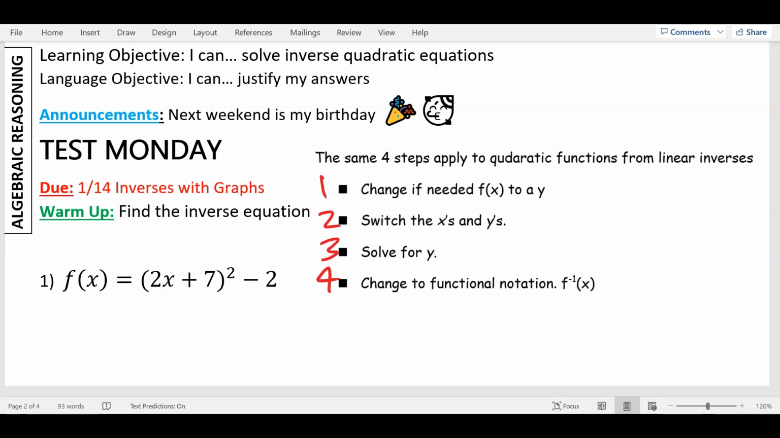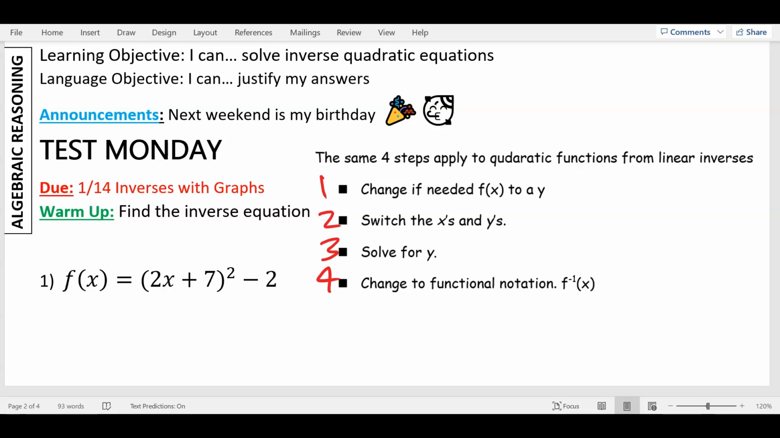Same warm-up, some announcements. We're going to have potentially a test on Monday. Now, what have we been... Listen. Without headphones in your ears. Okay. So, we've been doing inverses.